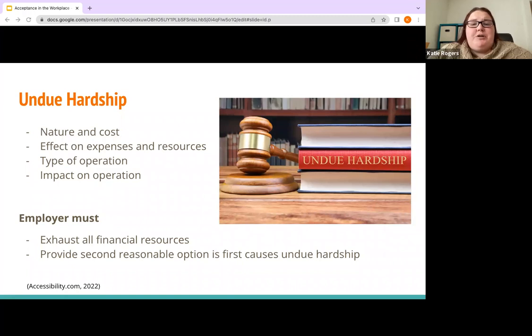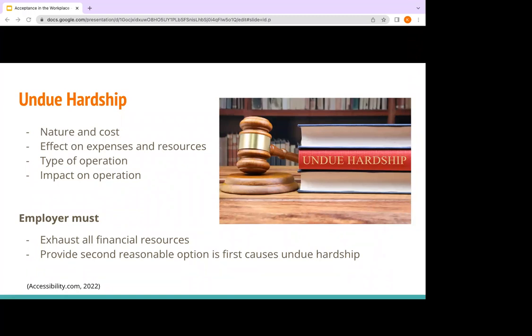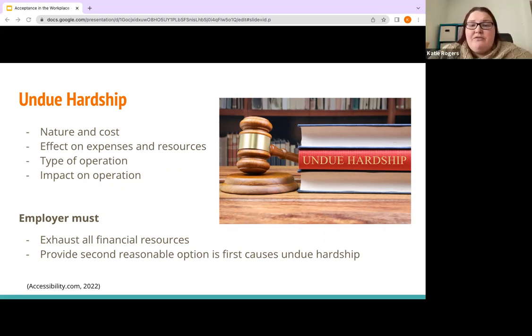Undue hardship is determined based on the net cost to the employer. So an employer should determine whether funding is available from an outside source, like a state rehab agency or some other form to pay for all or part of the accommodation. And in addition, the employer should determine whether it's eligible for certain tax credits or deductions to offset the cost of the accommodation.